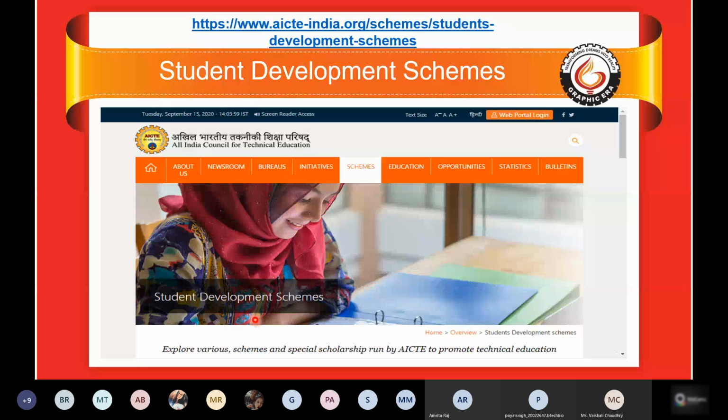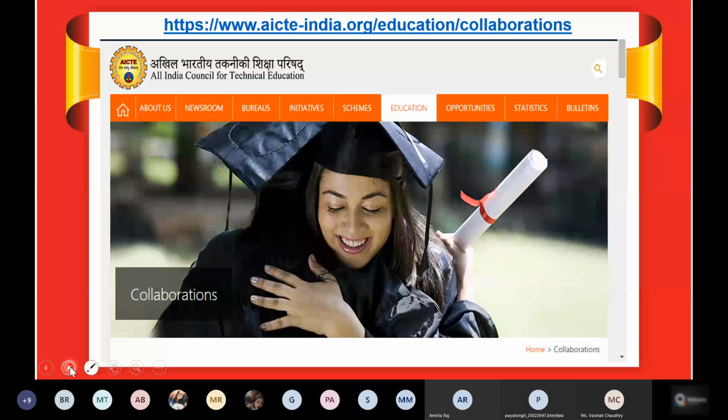The next is the educations. Again, AICTE has collaborations with different organizations like Amrita University for virtual labs, etc., for the learning of the students. You can visit the sites and find the different avenues or facilities provided by the government.